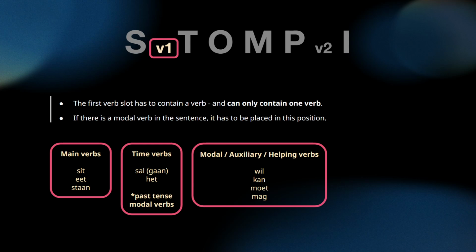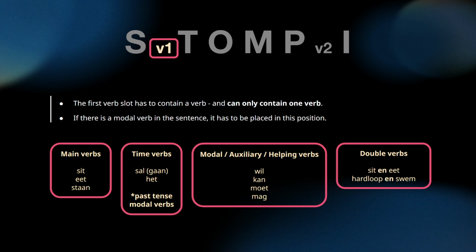Next up, we have our modal, auxiliary, or sometimes also called helping verbs. Wil means I want to, and I know that can cause some confusion. Wil does not mean will. Sal means will, and wil means I want to. So wil, I want to, is my modal verb of desire. Kan, meaning can, is my modal verb of ability. Moet, I must or I have to, is my modal verb of compulsion. And mag means I may, which is my modal verb of permission.